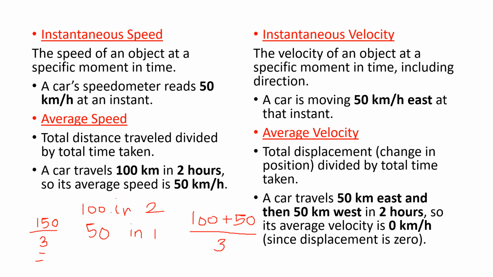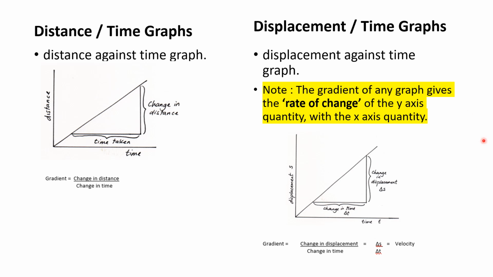Next is average velocity. What is average velocity? Total displacement divided by total time taken. A car travels 50 kilometers east and then 50 kilometers west in 2 hours. So here the change is 50 minus 50, which is 0. So the average velocity is 0 kilometers per hour. Understood? Now the next is very important, that is the distance time graph and displacement time graph.